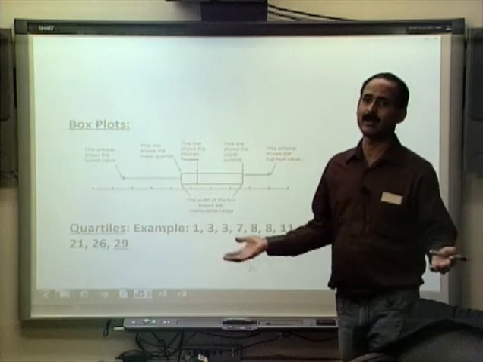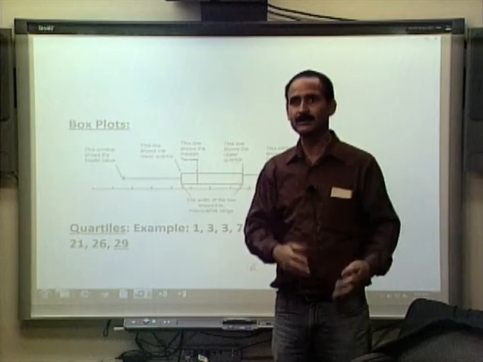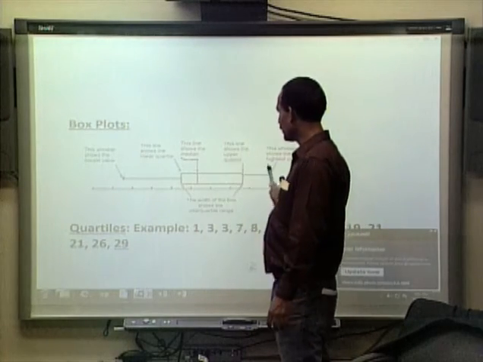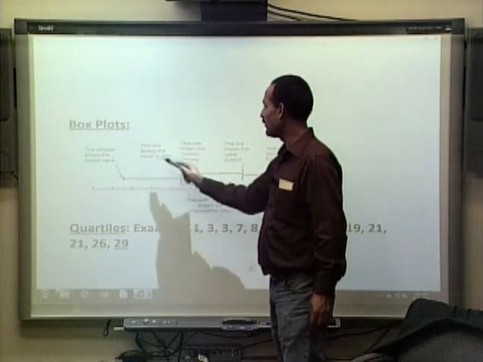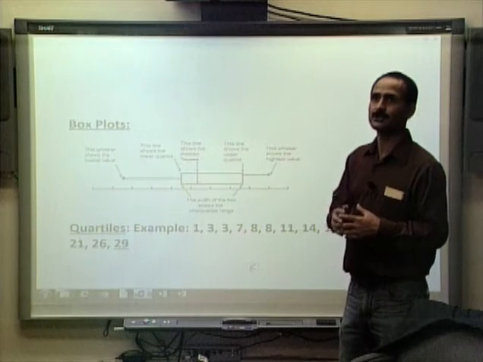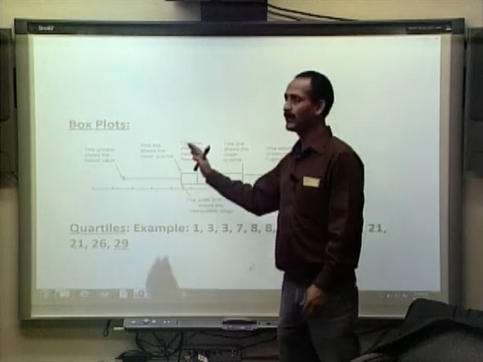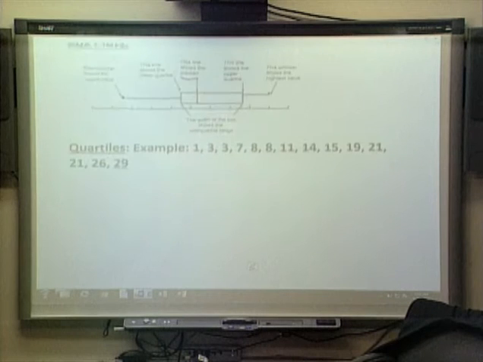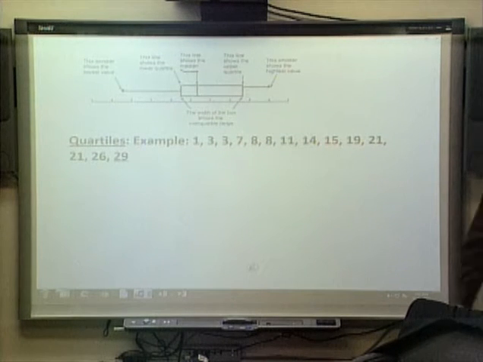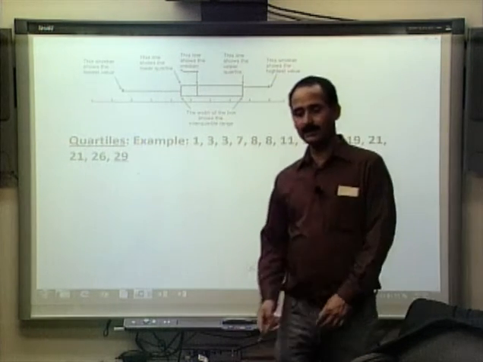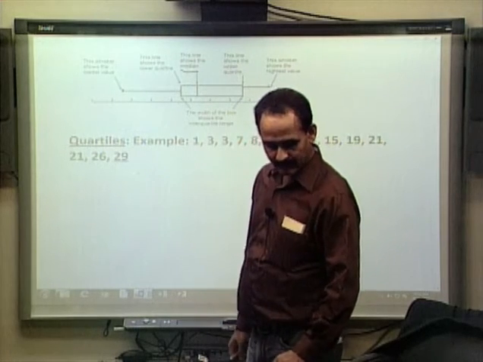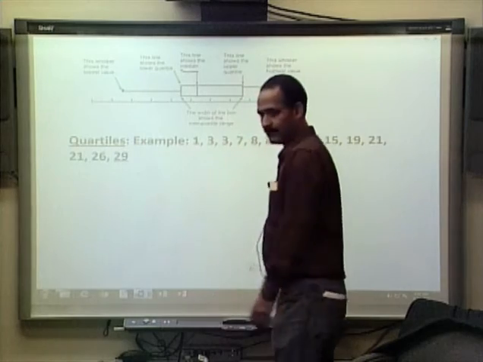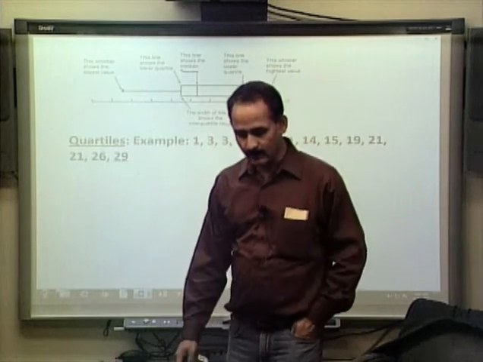Minimum and maximum are easy. Minimum is the lowest, maximum is the highest. So, the only thing we need to talk about in order to construct a box plot is the upper and lower quartile. So, let us look at this example. Suppose this data is given to us and we want to calculate the quartiles.